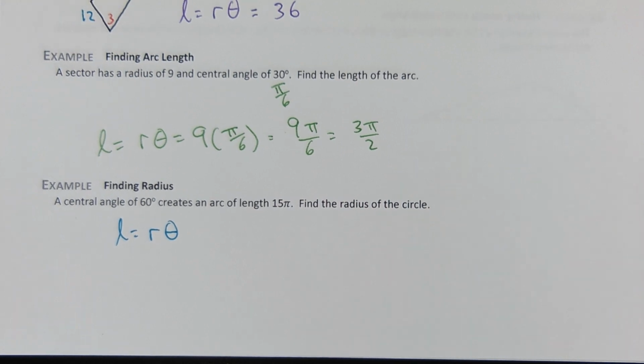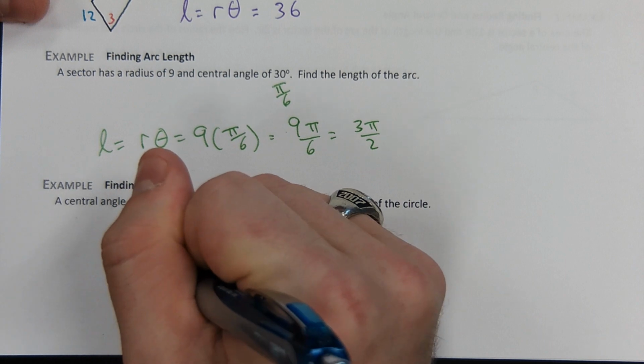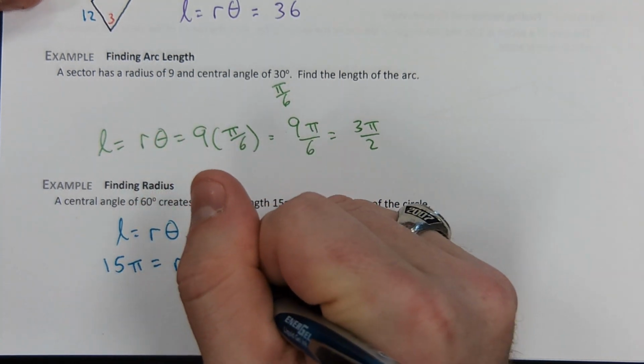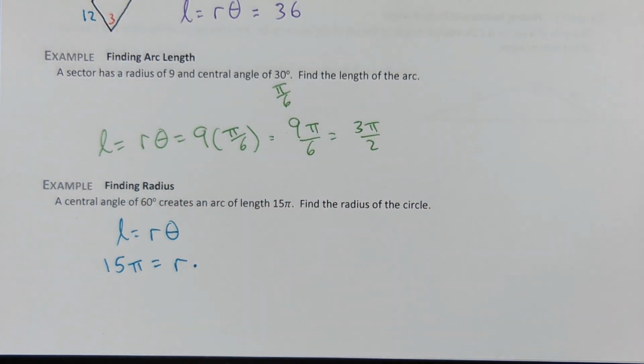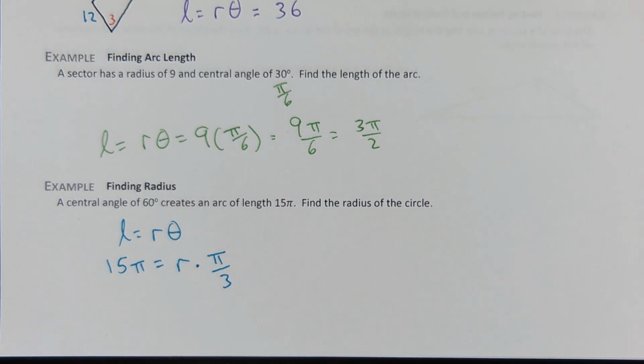Fill out what you know. L is 15 pi. R. And theta is not 60 degrees because that's degrees. I need radians. So what is 60 degrees in radians? Pi over 3. I can isolate my radius with one algebraic step. How do I get it alone?